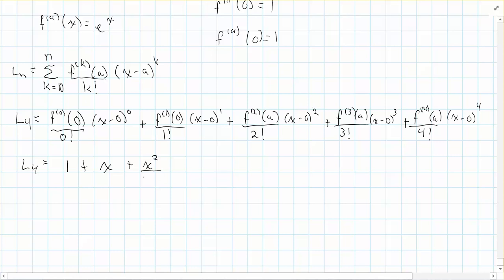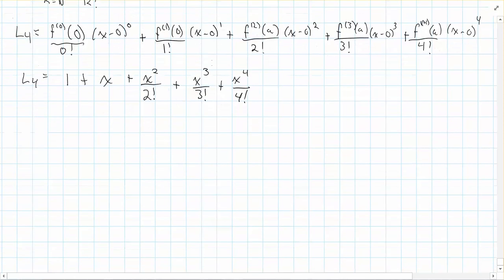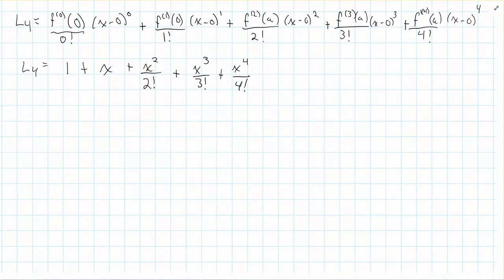Now you don't need to simplify the factorials out. You can just leave it as 2 factorial plus x cubed over 3 factorial plus x to the 4th over 4 factorial. Now what's nice about these is once you've done one of these, you can kind of see a pattern, and so we could easily, just without doing any work, write down an approximation for L to the 10.